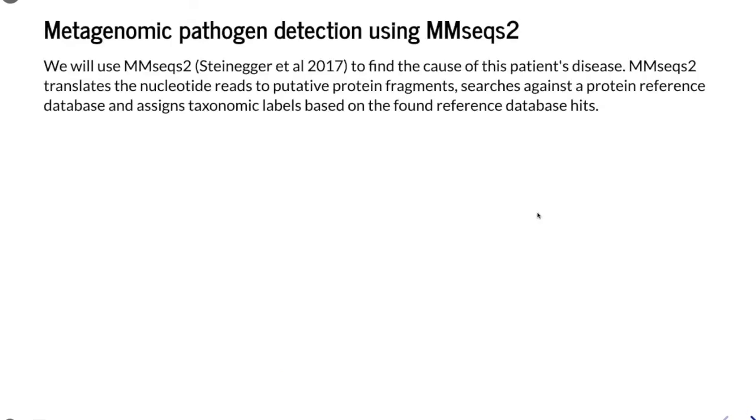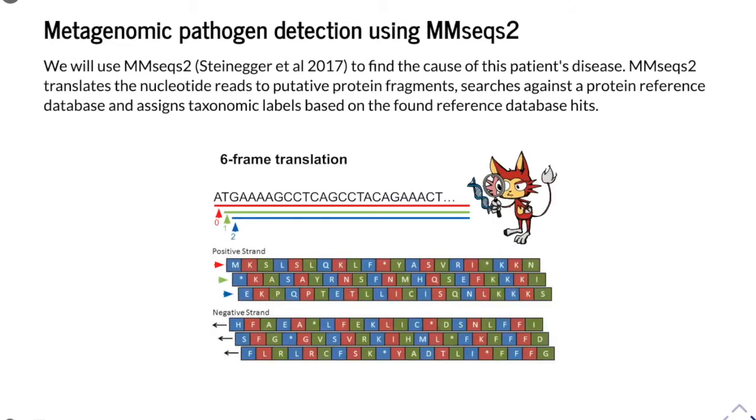So in order to make this search, we'll use MMseqs2, and we will align these reads against the protein databases. The question is now, how can you really do that? How can you take a DNA read and align it against a protein database? One trick you can do is called 6-frame translation. And 6-frame translation works in a way that you look at all possible reading frames.